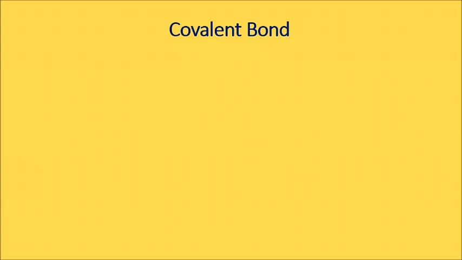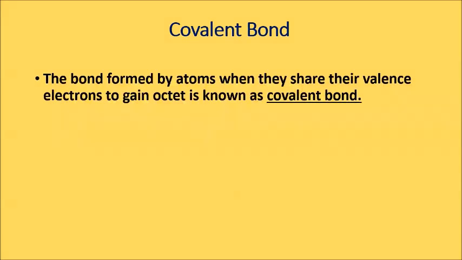Next topic is covalent bond, and we have learned this in our 10th standard. That is the bond formed by atoms when they share their valence electrons and attain the octet, and it is said to be a covalent bond. That is, sharing of electrons between the atoms is said to be a covalent bond. And there are three different types of covalent bonds: single bond, double bond, and triple bond. Only three types of covalent bonds are there.